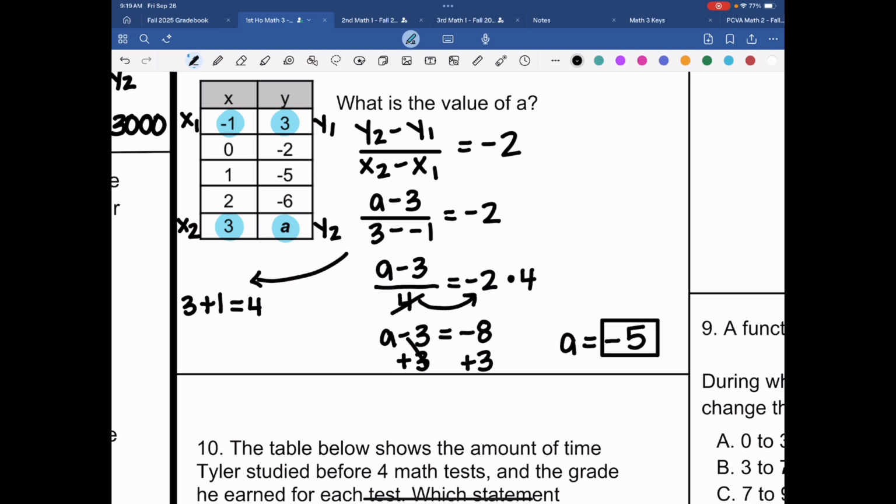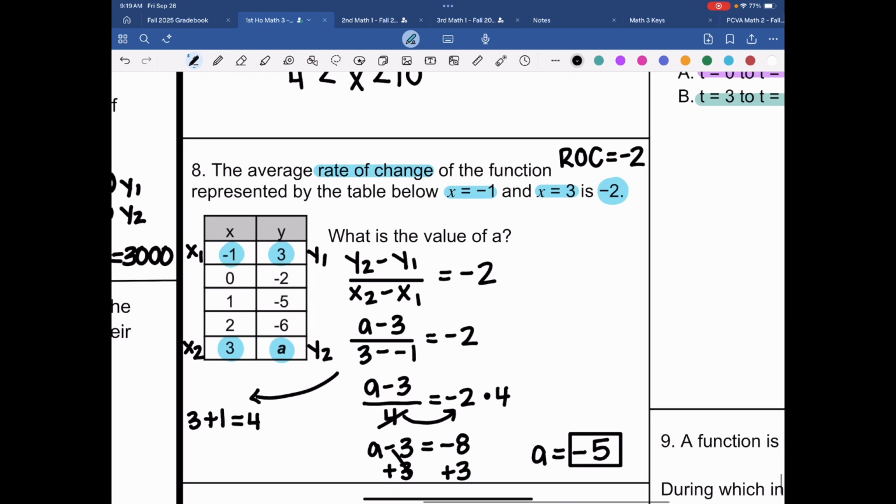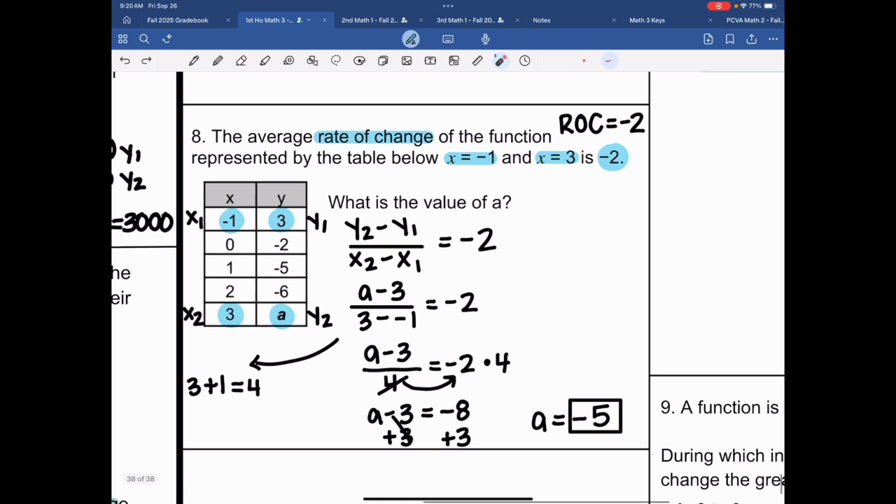So in this problem, just to make sure we're clear, they said that the average rate of change is this number. So we know that the rate of change is already given. And they're telling us that they used negative 1 and 3. So we're going to make sure we use the correct numbers for the x values, and then we're going to work backwards by plugging in what we know in the formula.